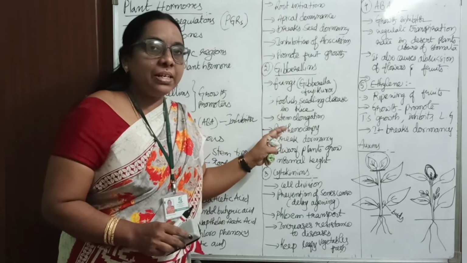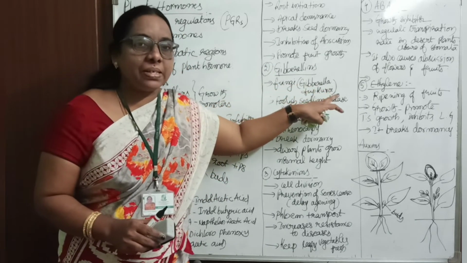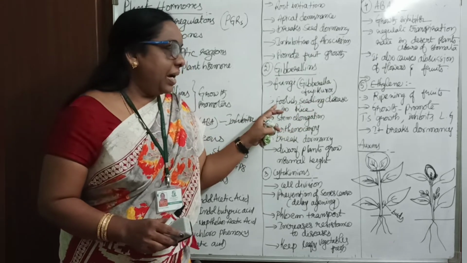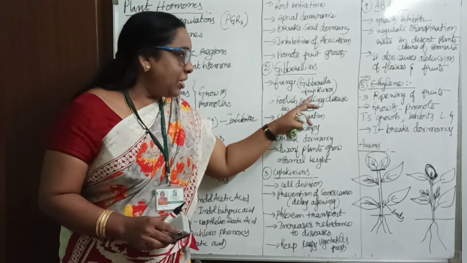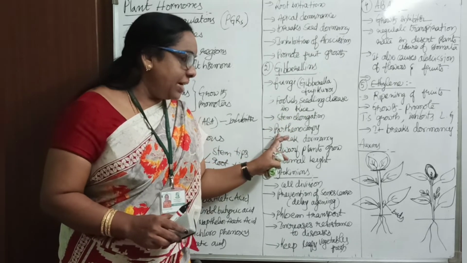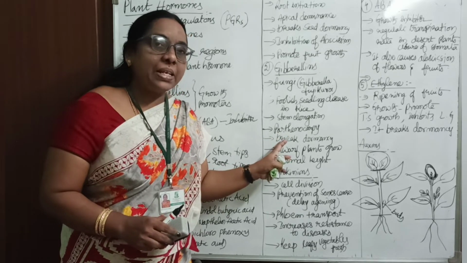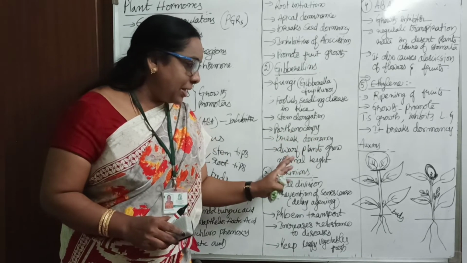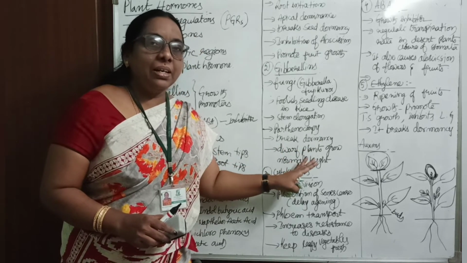Okay, that's all, children. Now let me repeat once again. We obtain it from the fungus named Gibberella fujikuroi, and especially this problem is seen in the rice plant, that is foolish seedling disease in rice. The main function is stem elongation, and it helps in parthenocarpy, getting seedless fruits, and it also breaks seed dormancy, and it makes dwarf plants grow to normal height.